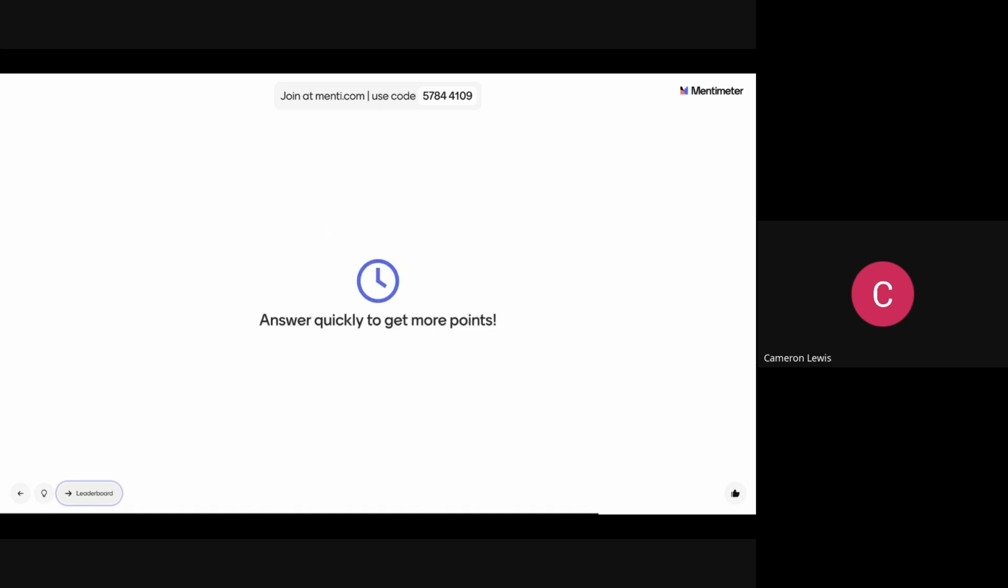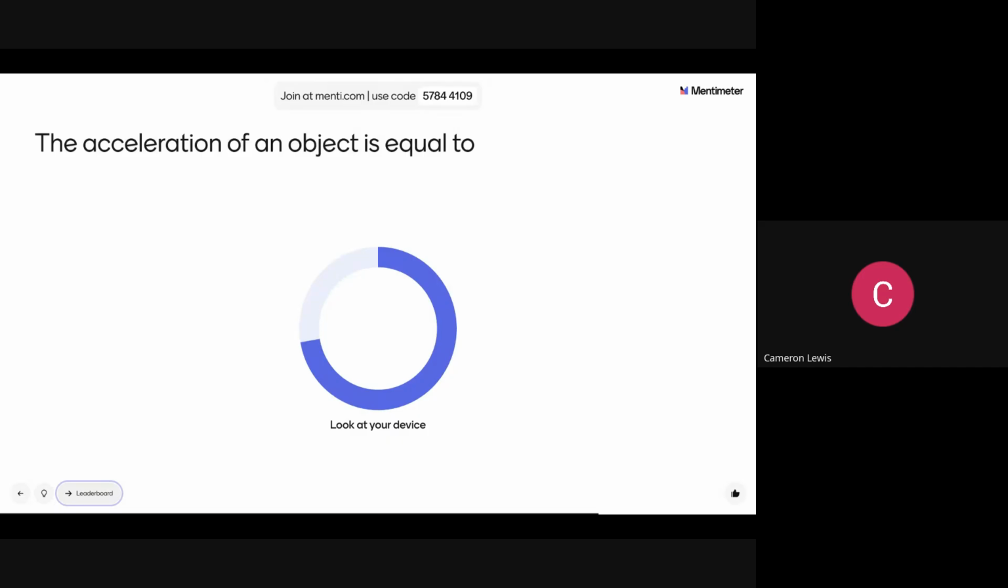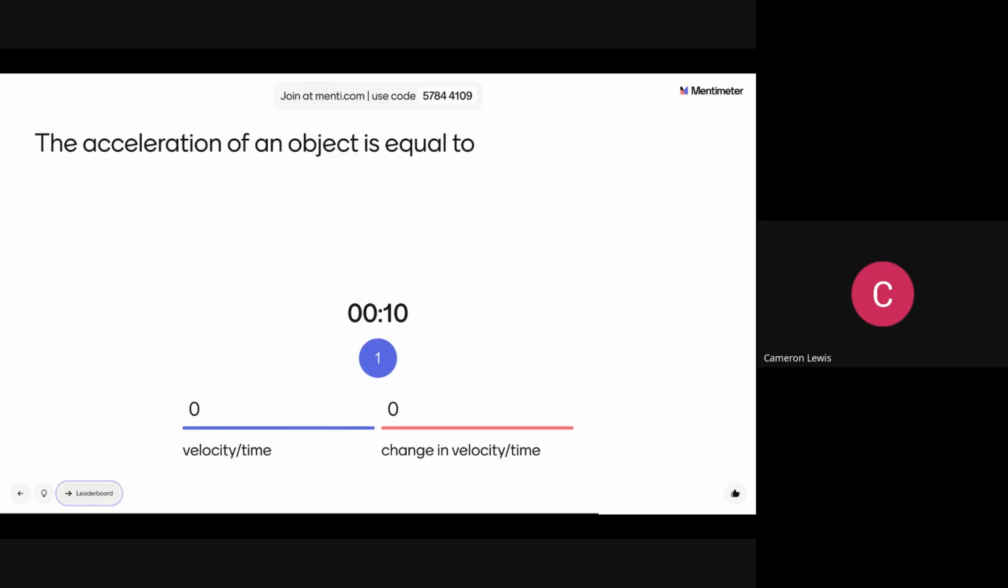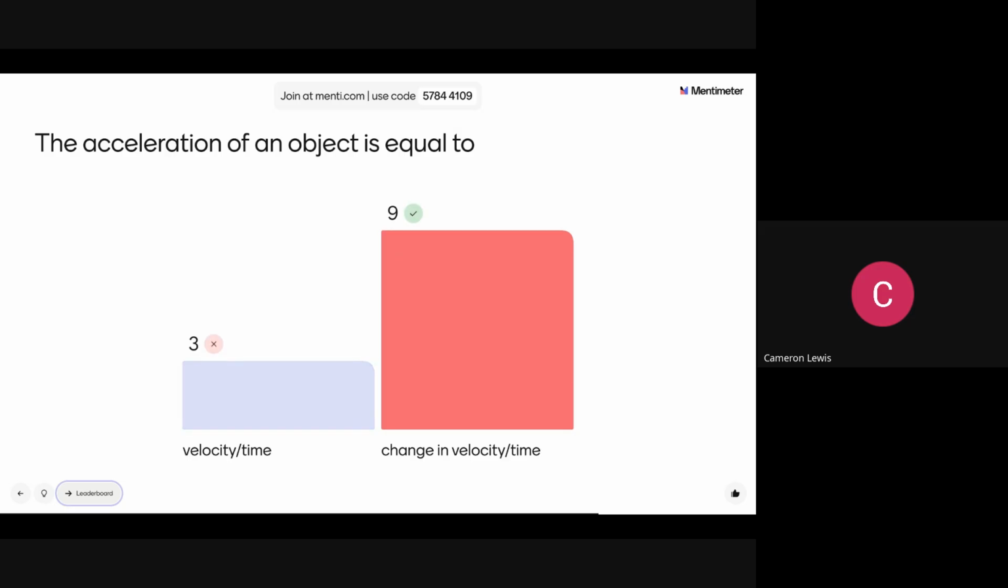All right, last question, right? The acceleration of an object is equal to velocity over time or change of velocity over time. Close. Remember, I said this is the most important thing, the change of velocity over time. We're not just looking at velocity over time, it's the change, the rate. Acceleration is a rate of change, and we're looking at the rate of change in velocity over time.